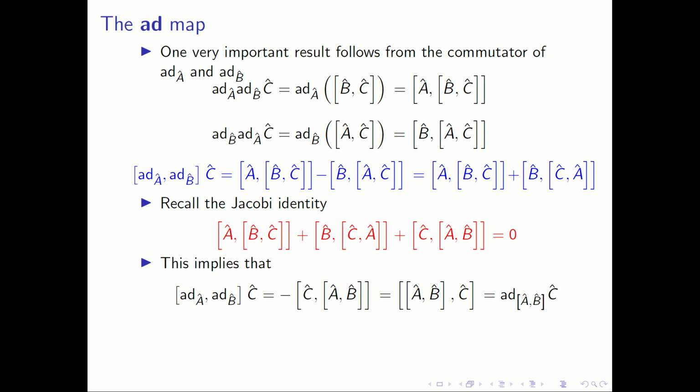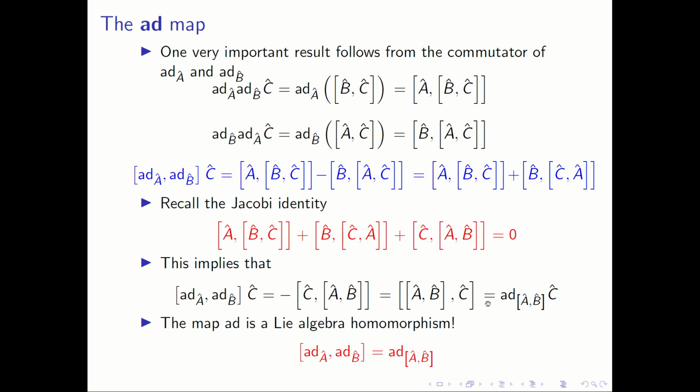So the map ad maps operators to superoperators, but this is a map which respects commutation in the sense that if you take the commutator of two operators and map it, the result is the same as a commutator of the two individual mapped superoperators. So the superoperator ad A, ad B commutator is ad of the commutator of A and B. This is a central, very important result for ad, which is why small ad is so important for us. Technically we say this is a Lie algebra homomorphism.